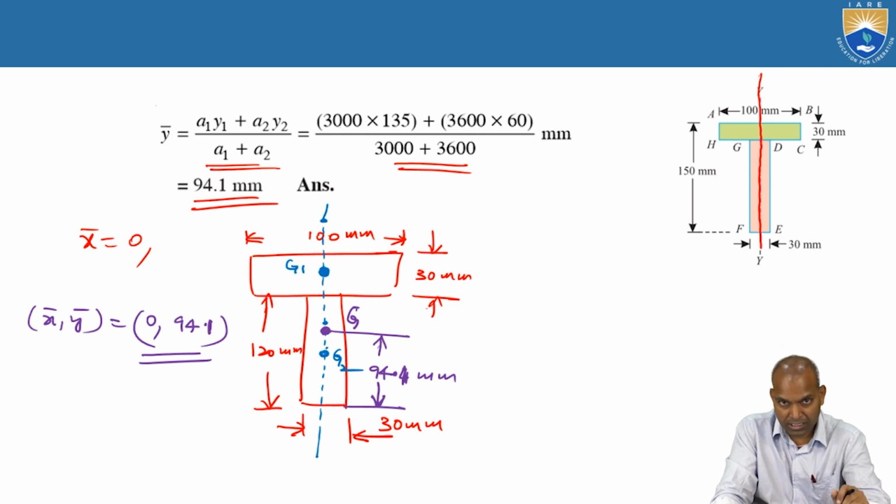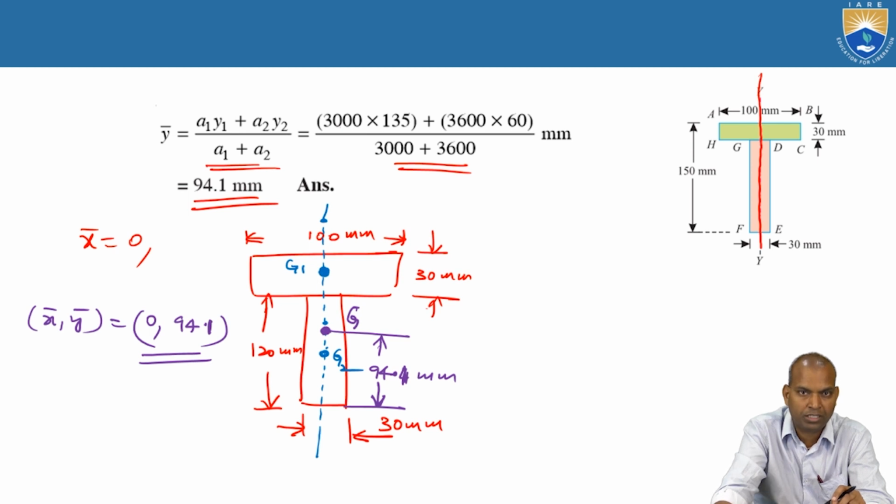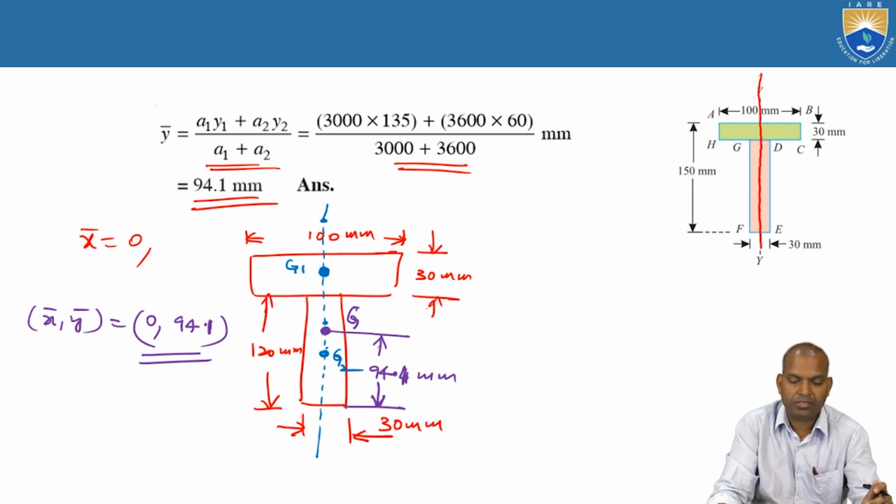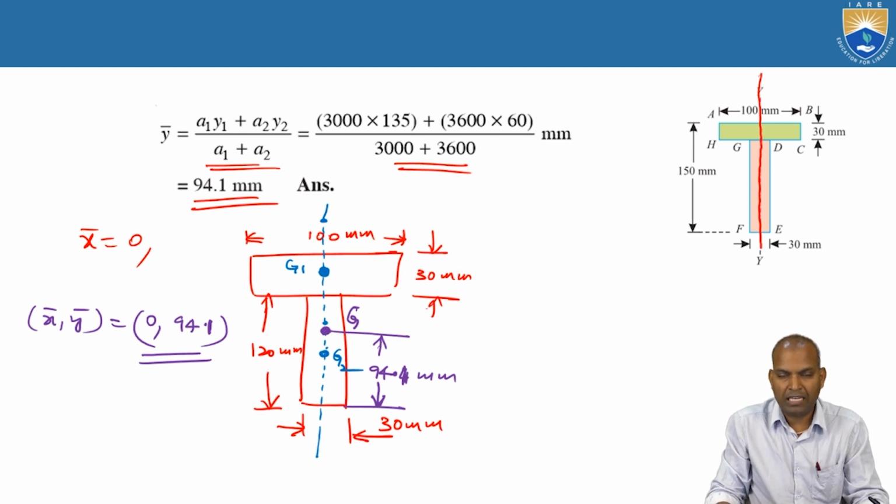Why have we located the centroid here? After locating the centroid, the total area of this T section is concentrated at a point. That point is the centroid, the center of gravity point. That centroid is at 0, 94.1 millimeters. So thus we have calculated the centroid of a T section.